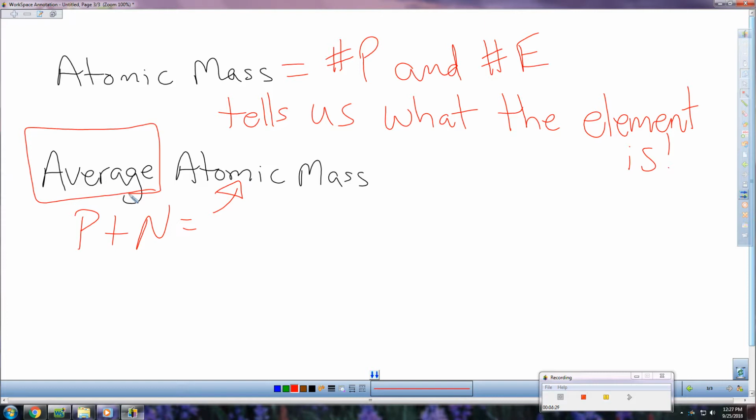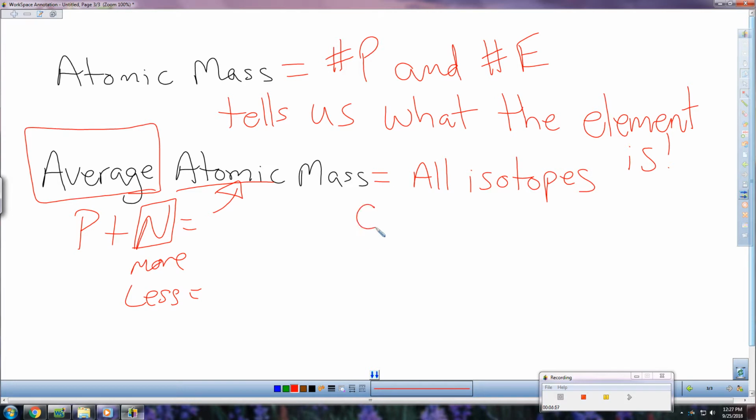Some atoms can have more or less neutrons inside of their nucleus. Remember, neutrons have no charge, so if they have no charge, they don't affect the overall charge of the atom. It just affects the atomic mass. So the average atomic mass is going to be all of the isotopes combined together. Mr. Arnold, what is an isotope? An isotope is just simply an atom that has different numbers of neutrons.